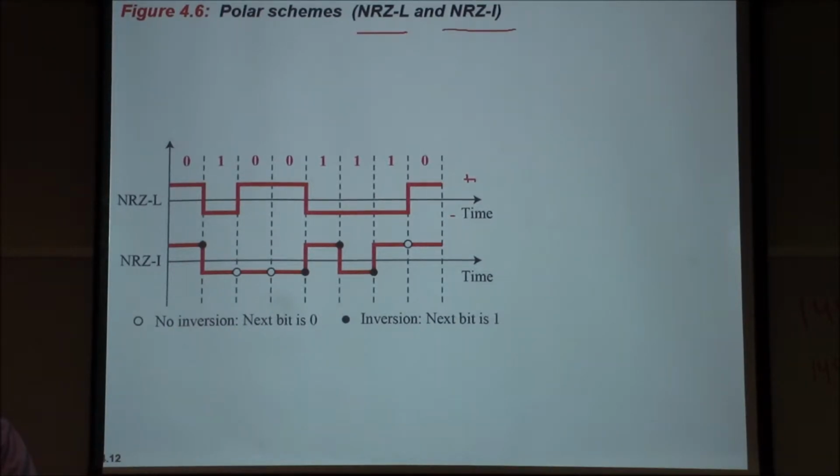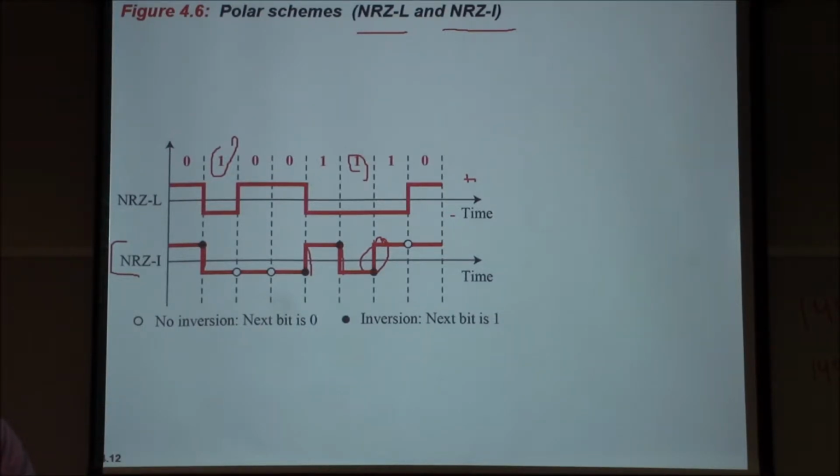For non-return to zero inverted, we invert every time we have a digital bit of 1. As you can see here, because we have a 1 here, we did a transition here. Again, we have a 1 here, we did a transition at the beginning here. We have a 1 again here, we did a transition. 1 again, we did a transition here. Because we have a 0, we have no transition. So basically, if we have a 0, we do not transition. If we have a 1, we do transition.